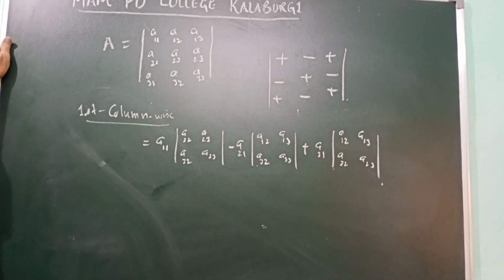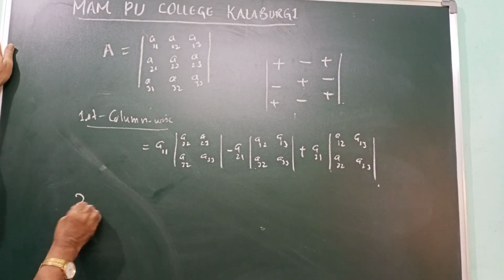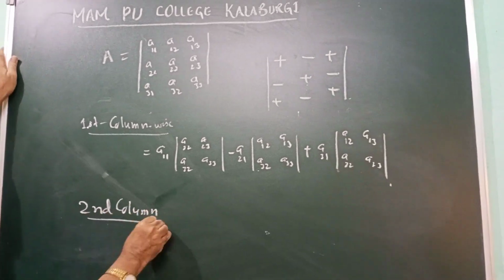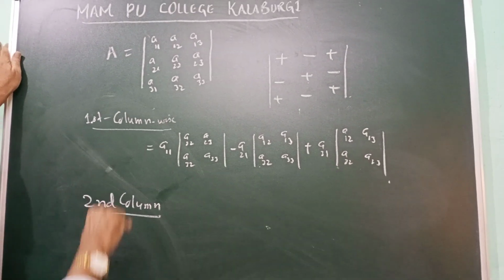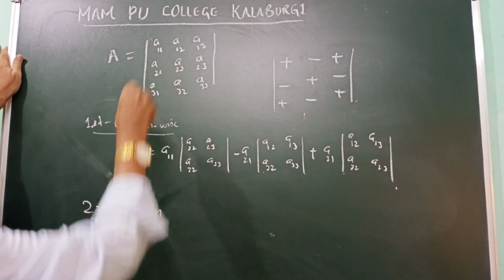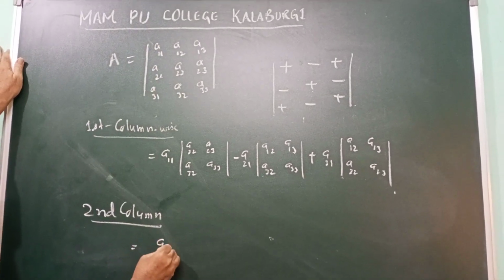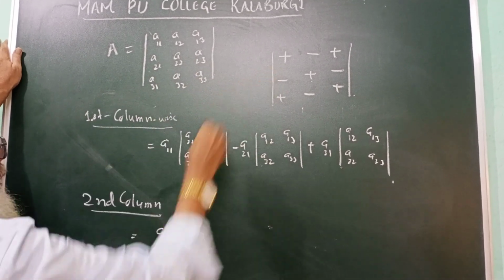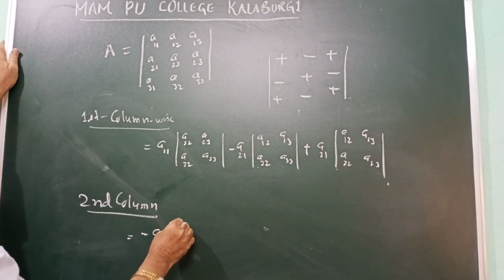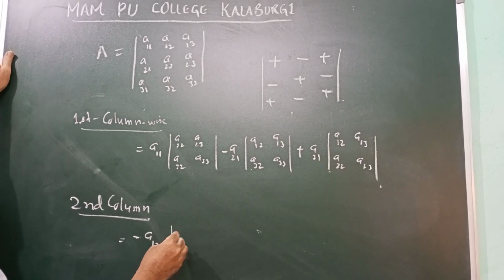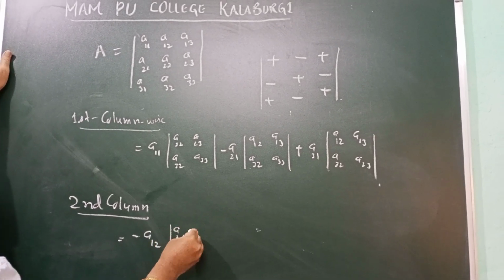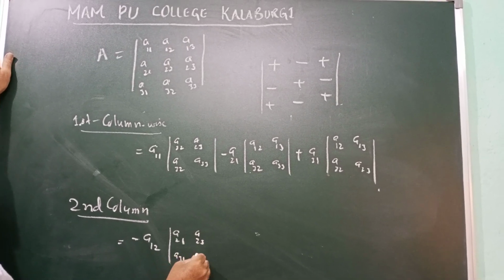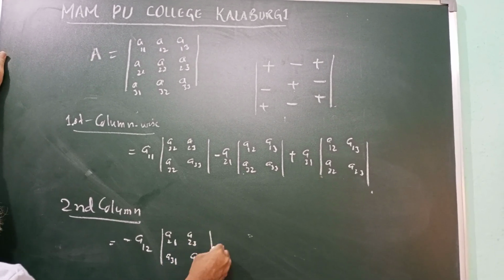First column wise. Let us have the second column wise also. For second column wise, look here, it is the second column. The first element is given by A12, and the appropriate sign for A12 is minus. Delete the column, delete the row. So what remains is A21, A23, A31, A33.